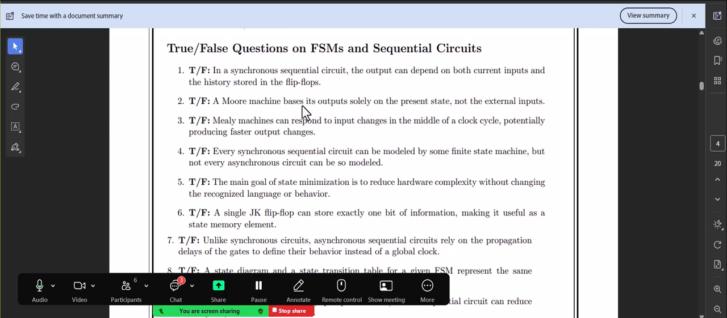A Moore machine bases its outputs solely on the present state, not the external inputs. Isn't that one true? Wait, really? Yeah, that one's true. That's the definition of a Moore machine.